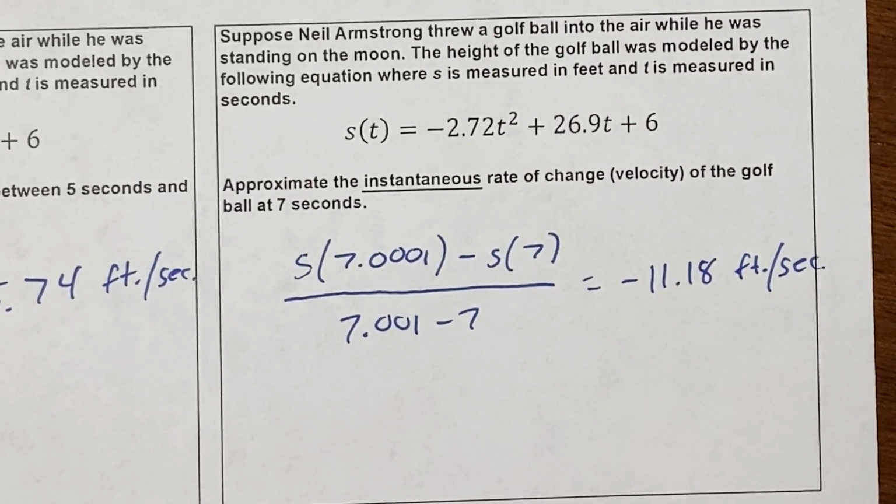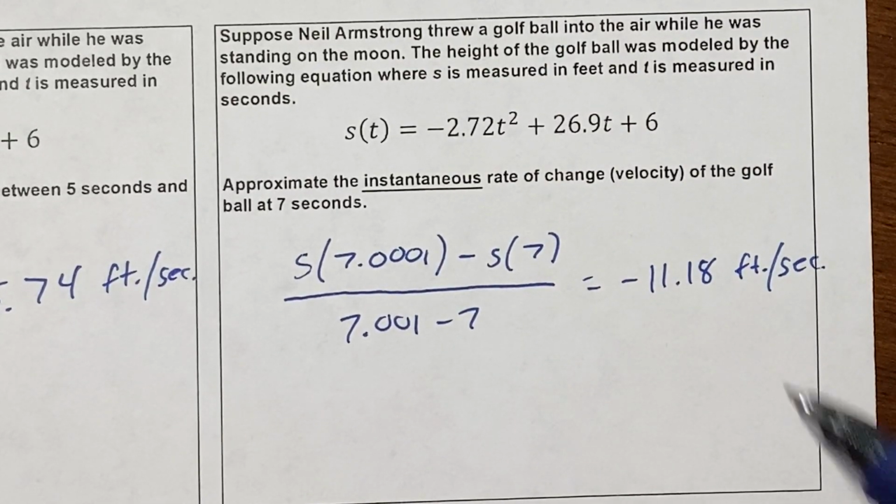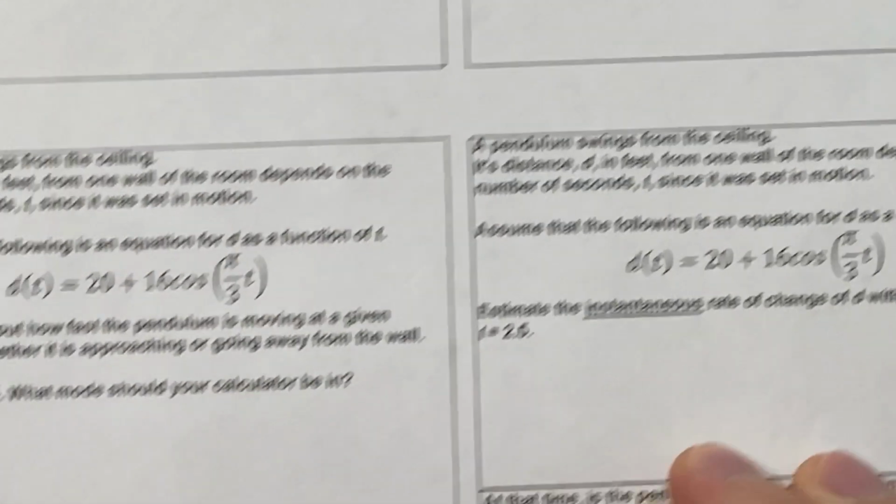Okay, golf ball's been thrown up. It's coming on the way back down. You could graph that on Desmos and see that it's on the way back down. Let's look at the next one.